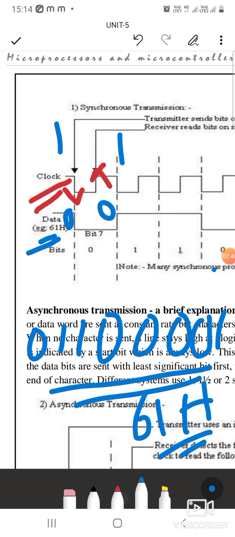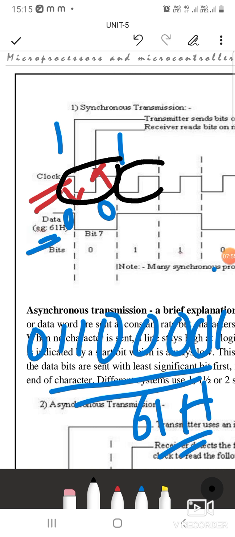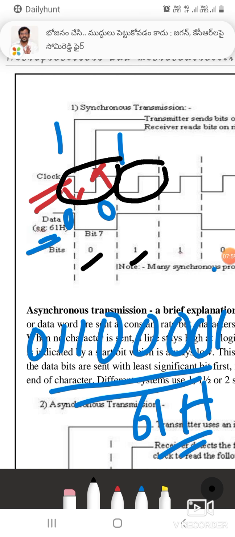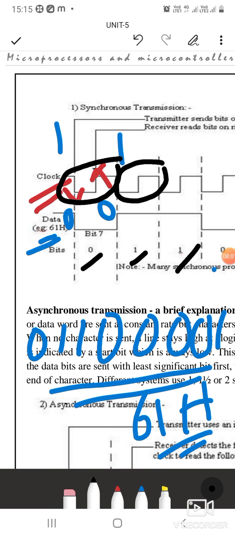So in the first clock pulse, 1 bit of transmission will be completed, and for the next clock pulse, another bit of data will be transmitted, and for the next clock pulse, another data bit will be transmitted. Likewise, for 8 clock pulses, your 8 bits of data will be transmitted. So you can see the complete picture.